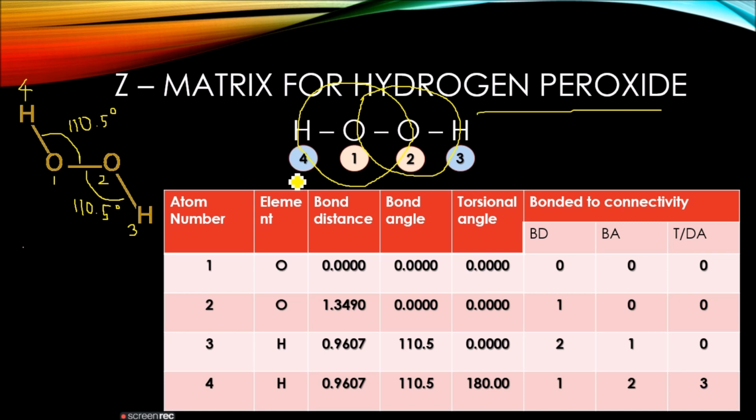This is the order. And I have made a Z matrix table over here. Your Z matrix consists of these components: the atom number, not the atomic number, the element, the bond distance, bond angle, torsional angle, and bonded-to connectivity. BD is your bond distance, BA is your bond angle, and the torsional angle is T or DA. For each atom number, the atom to which it is connected is given here.